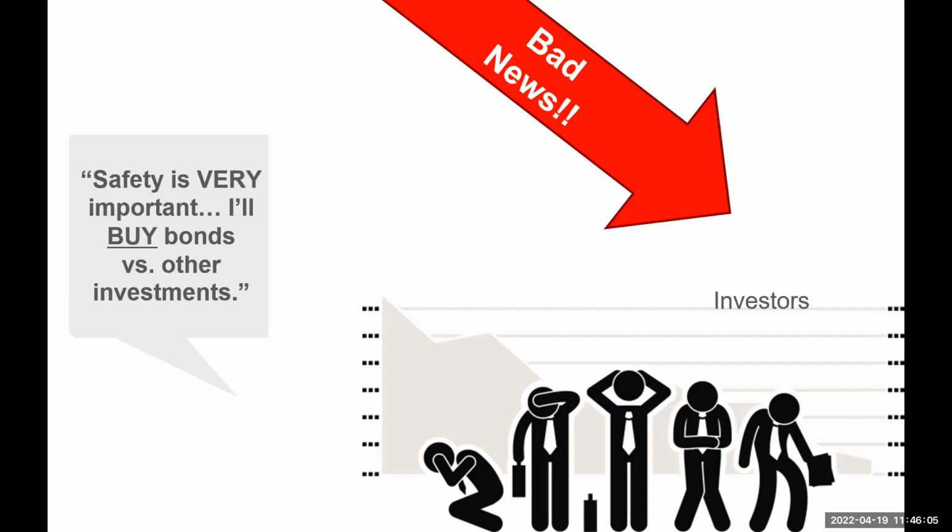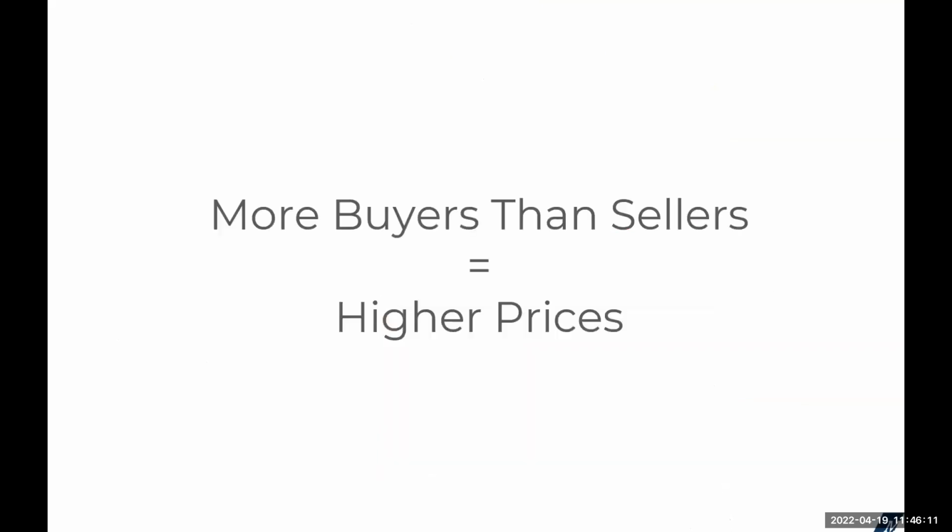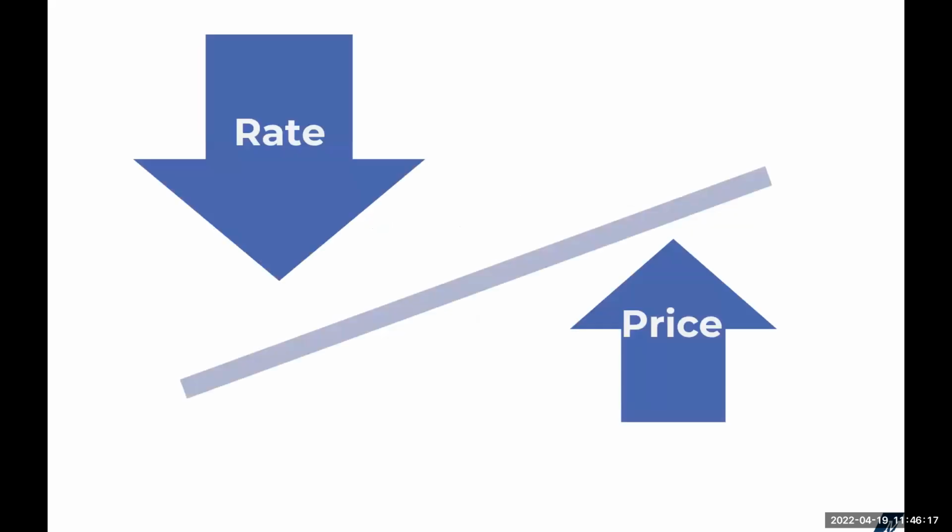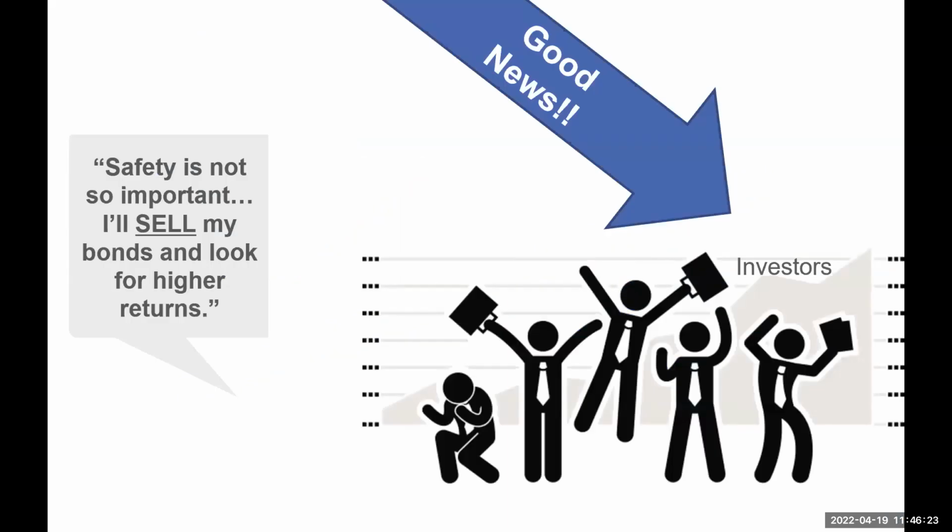But when they think that risk is going to be greater than the return, they're going to shift into things that are more stable, such as a bond loan. The same is true with the opposite when we have good news. More buyers than sellers obviously equals a higher price too. So when the prices go up, you see the rate go down. And then when there's good news, it's the opposite.